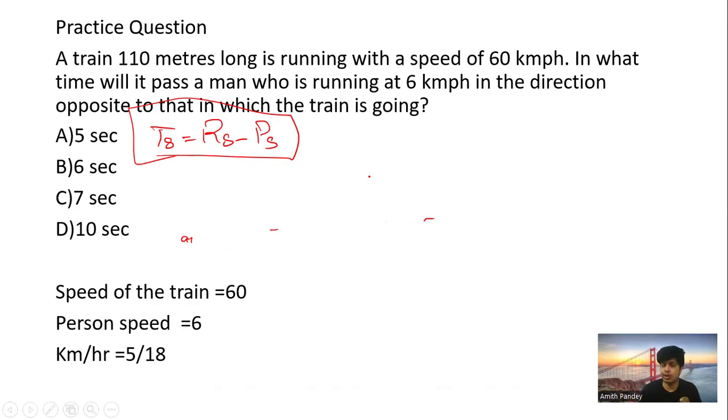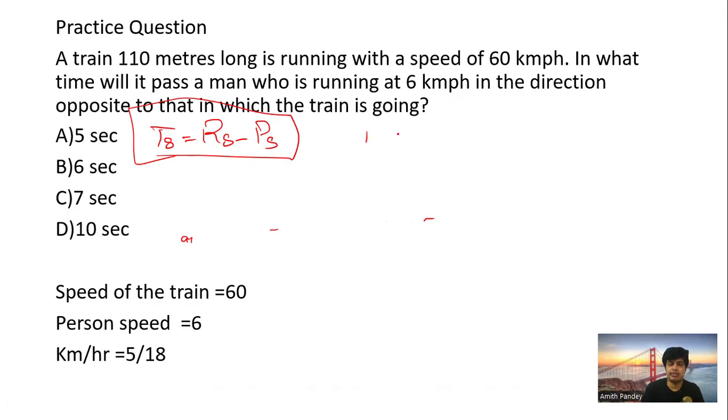Whenever you try to solve aptitude or reasoning questions, always do one thing. Most aspirants make one mistake: they read the whole thing. That you have to do in English, but not in aptitude. Read the first line, get the data. So what's the first line? A train 110 meters long is running with a speed of 60 kilometer per hour.